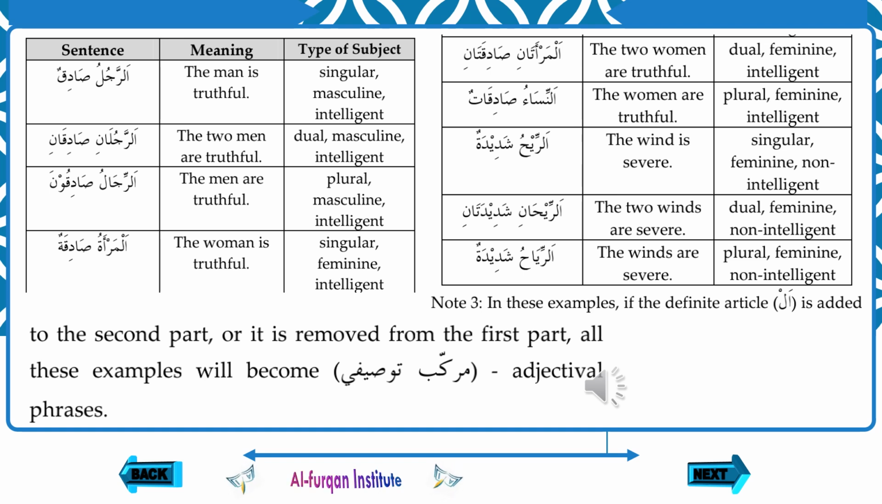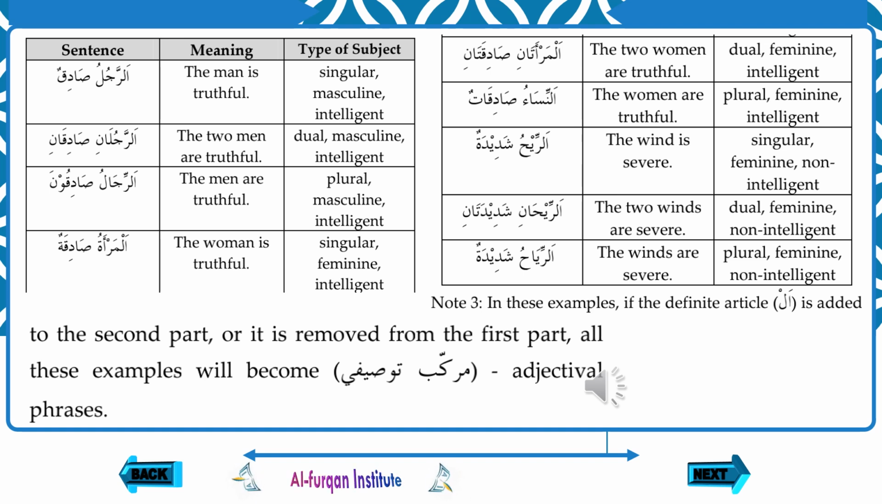Singular feminine, non-intelligent. So ar-rihani shadidatani, the two winds are severe. So rihani is dual, dual feminine of non-intelligent being. In the case of the plural, we have ar-riyahu shadidatun, the winds are severe. Plural feminine of non-intelligent being. So the predicate here is singular while the subject is plural.